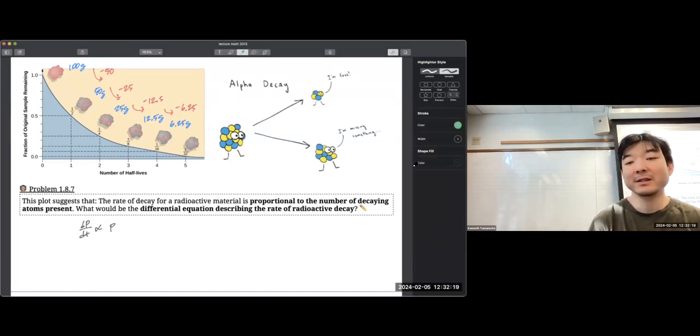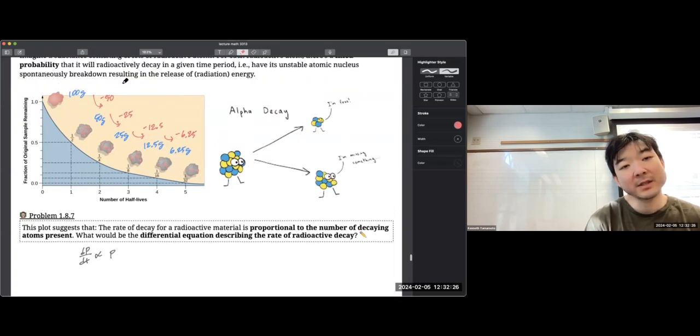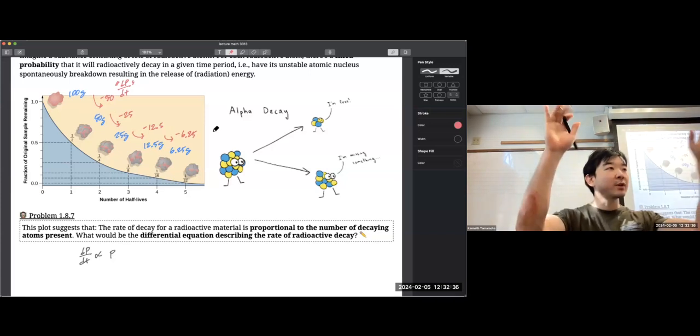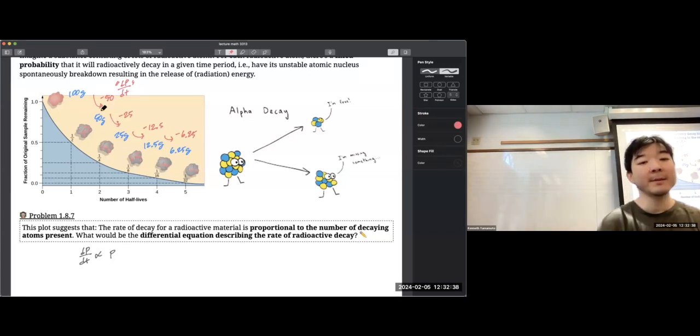So I'll give you a hint here. The claim here is that at every single time step, this is like our dP over dt. Yes, exactly. So these red things are just trying to capture your rate of change at every single time step. And it's actually all of them are negative. You notice they're all negative, negative, negative.